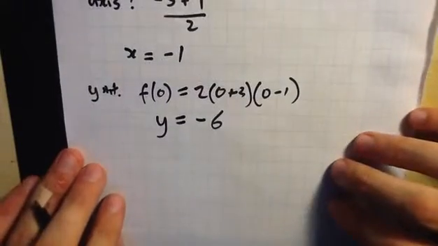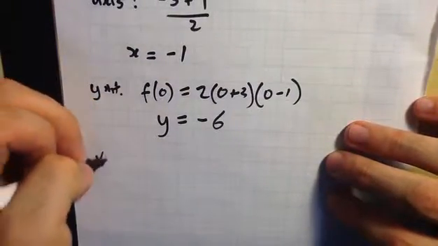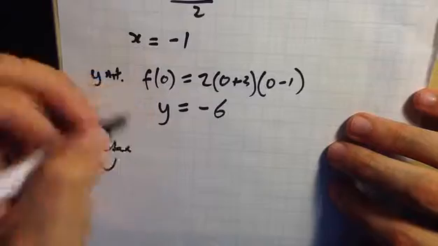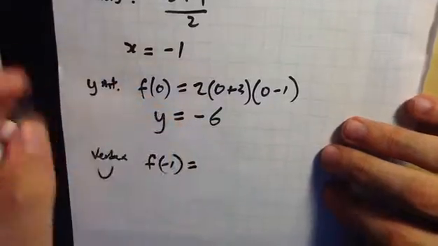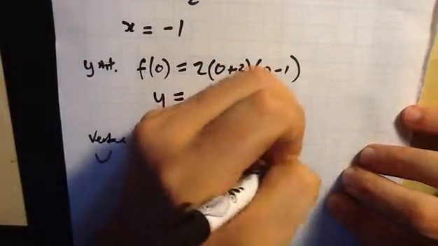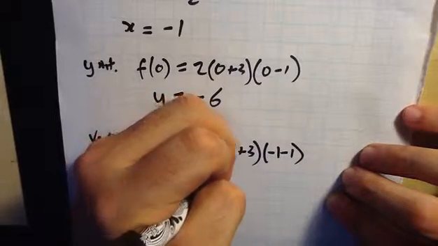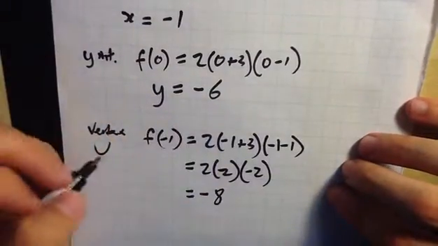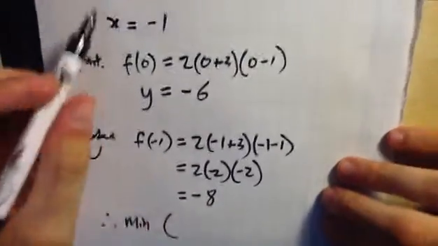If I wanted to get the coordinates of the vertex, I've got the x-coordinate, -1. So for the vertex or turning point, which is going to be a minimum because that's positive, I'd just get my axis of symmetry, so that's x equals -1, so I'd go f of -1, and so that would be 2 times -1 plus 3, -1 take 1, okay, that gives me 2 times 2, sorry, times -2, so that's -8. So therefore this minimum occurs at -1, -8.